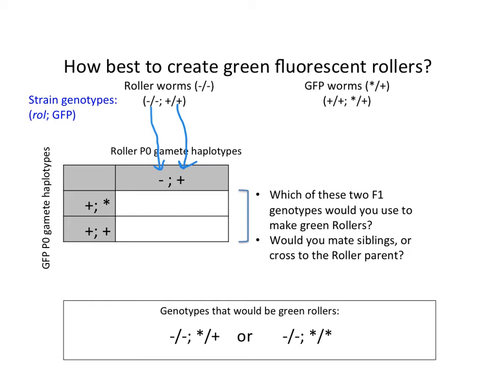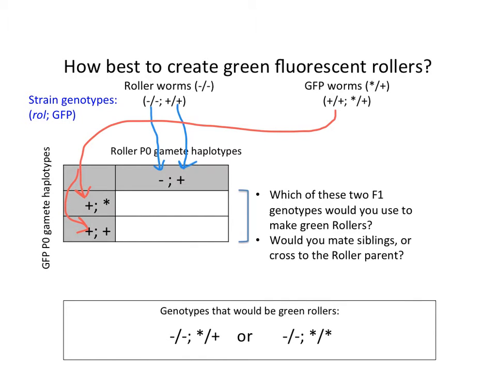And if you look at the gametes that the other worm that's provided, the GFP strain, how many types of gametes does it produce? It has to have a plus, because this individual only has pluses, so all of the gametes have to have pluses for the roller gene, their wild type alleles. So why are there 2 rows? What is it about that GFP worm in the upper right that makes us need to have 2 rows in the Punnett square?